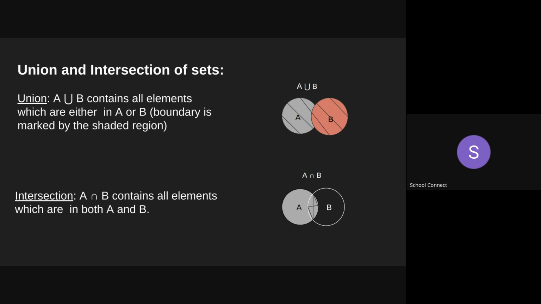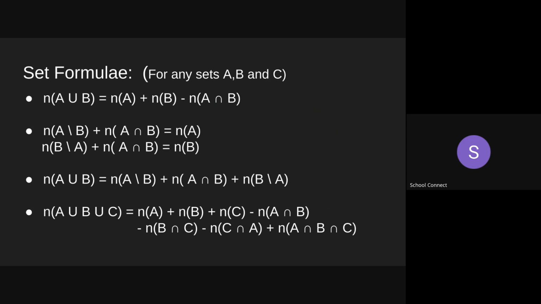And union and intersection, as you all know: union includes all the elements that are present in A as well as in B, so either A or B. Intersection is both A and B, so it should be there in both A and B, which is the common region between A and B. There are a couple of set formulas which you can note down. Many things you know, but I feel the third one will help you in solving some problems in our assignments.